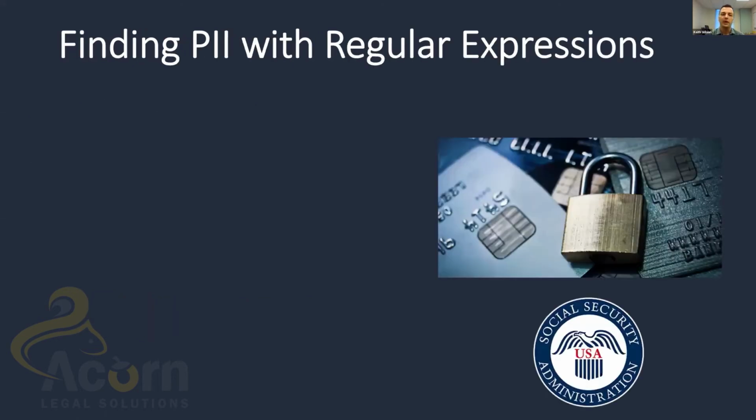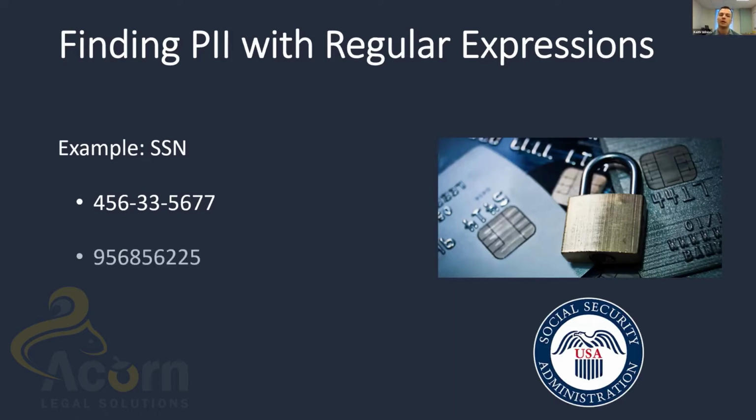So the way that most people are finding PII right now is with regular expressions. And for those of you that don't know, regular expressions is just a way to search patterns. Today we're going to be using the example of social security numbers. One regular expression would always find any numbers that had 3 numbers, then a dash, then 2 numbers, then a dash, and then 4 numbers. But that's going to miss 9 straight numbers or any other way that may be written.